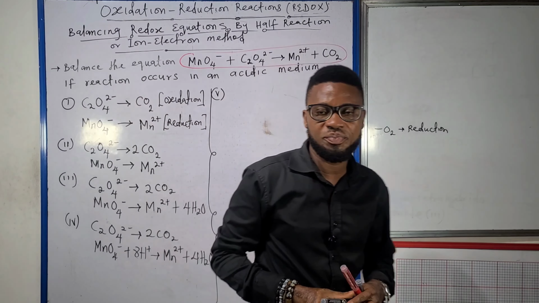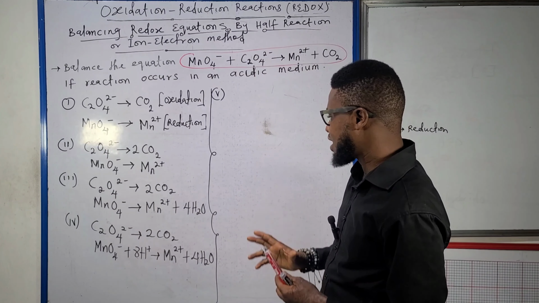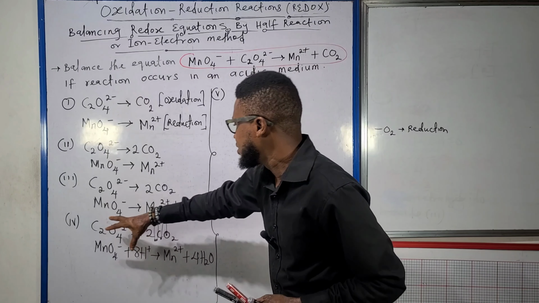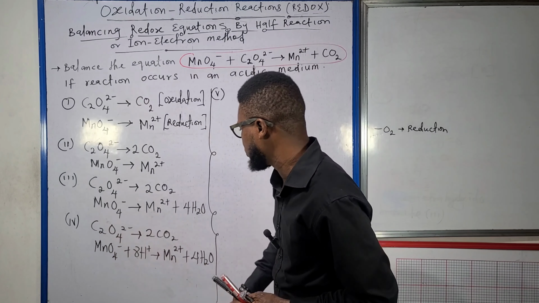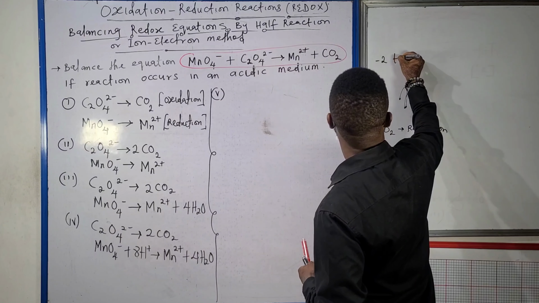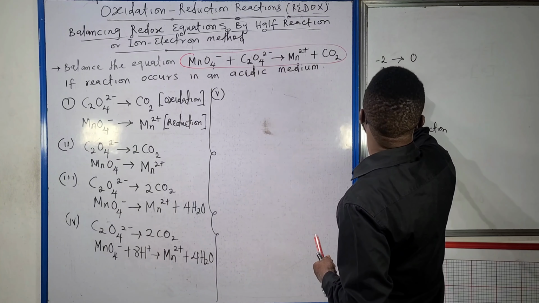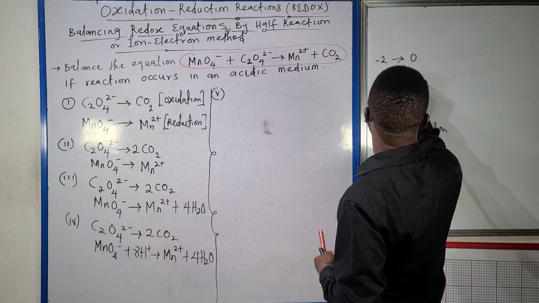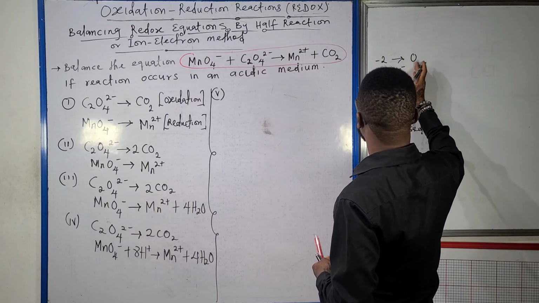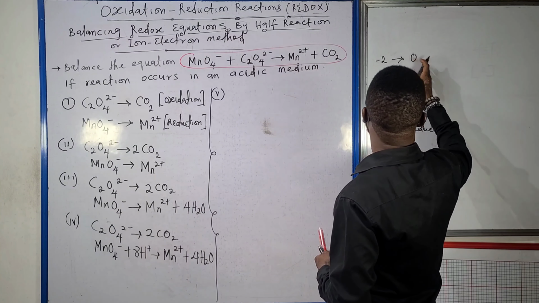Step 5 talks about balancing the charge. And how do we balance the charge here? We add electrons to the more positive side. Now, in balancing the charge, look at it. C2O4 2 minus. For the reactant here, this is -2 and this is 0. So when you look at that, -2 to 0. Now the difference between -2 and 0 is 2 electron. But which side is the more positive side? That is the product side. So we'll be adding 2 electron to the more positive side.